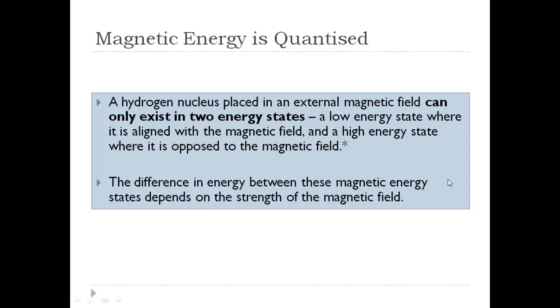The difference in energy between the two allowed energy states depends on the strength of the magnetic field that we place the hydrogen nucleus in. And so if we place it in a very strong field, then it's going to require a lot of energy to bump the hydrogen nucleus up to the higher energy state when compared with a weak magnetic field.